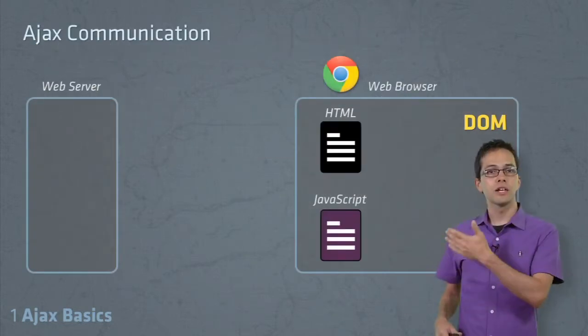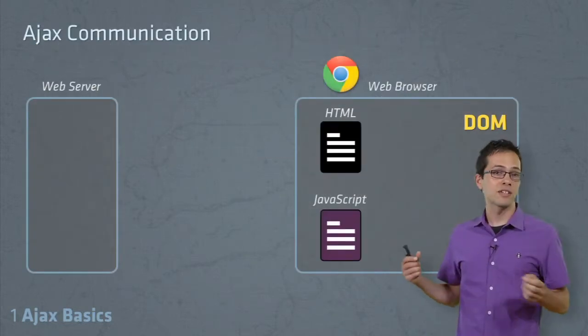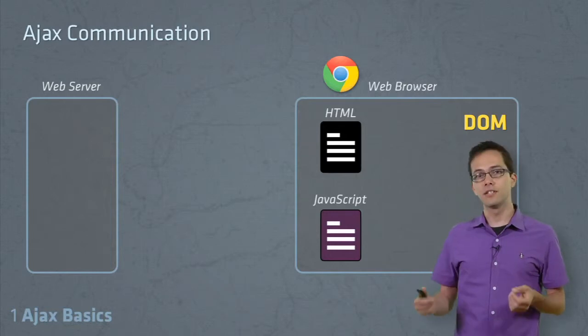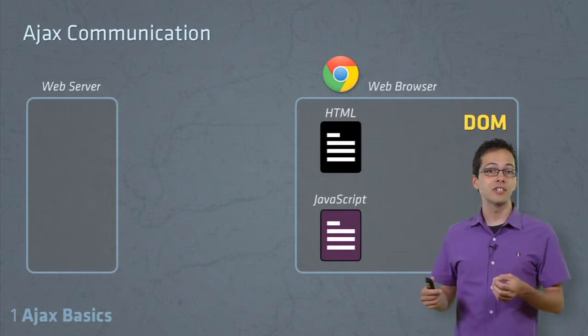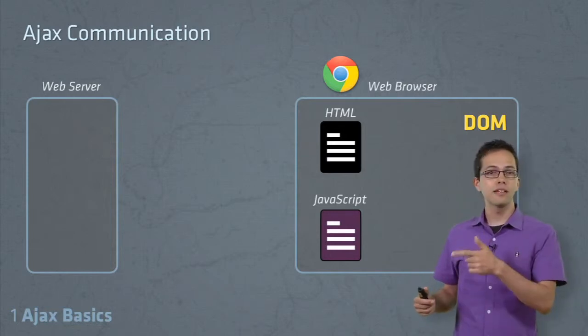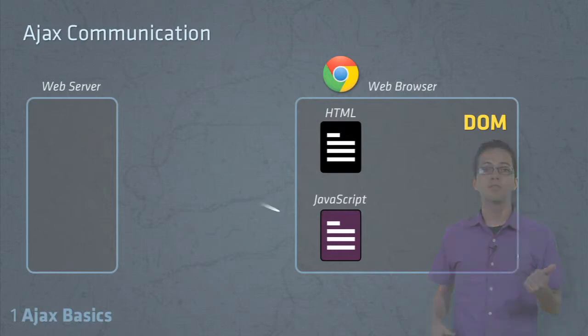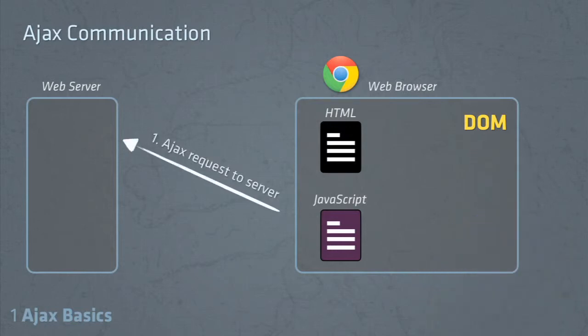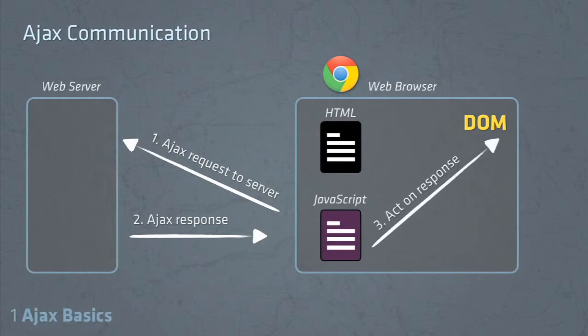Here's our server and our browser again, and notice the browser has already loaded our web page into the DOM. But we want to get additional data from the server. So inside of our JavaScript, we do an Ajax request to the server. Our web server then returns an Ajax response, which could be HTML or another data format. Then our JavaScript can act on that response, perhaps interacting with the DOM and updating our web page.